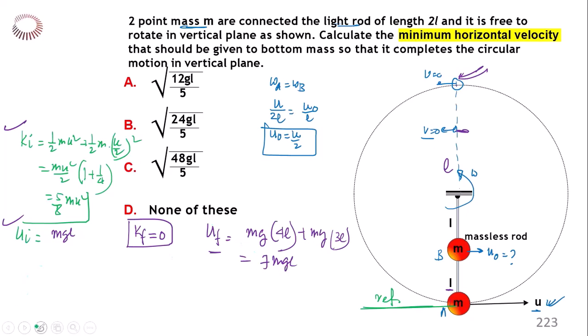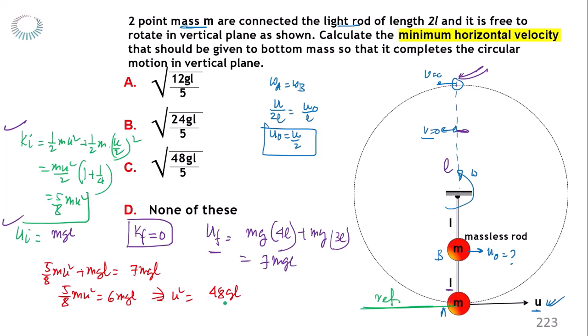Now write the work-energy equation. Initial kinetic energy 5 by 8 m u square plus potential energy mgL should be equal to final potential energy, that is 7mgL. That means 5 by 8 m u square equals 6mgL. So m cancels out, so I am left with u square equal to 48gL/5.